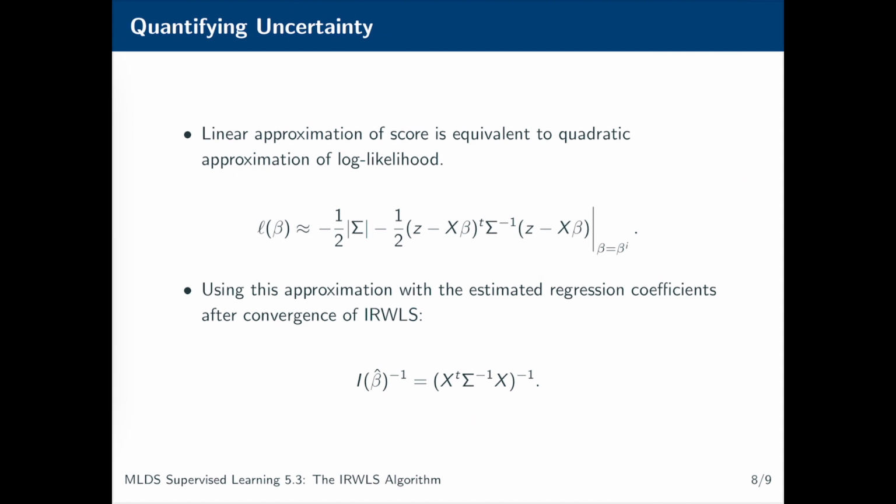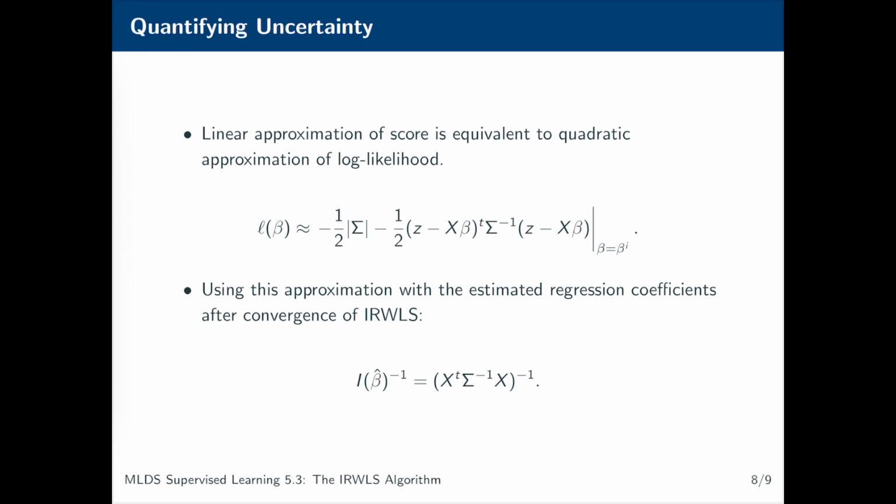Throughout this derivation, we've been using a linear approximation for the score function, s here. And this is equivalent to using a quadratic approximation to the log likelihood function. To be precise about this, at the ith iteration, we're approximating the log likelihood using the following expression. This quadratic approximation might seem familiar to some of you who are familiar with the multivariate normal density.